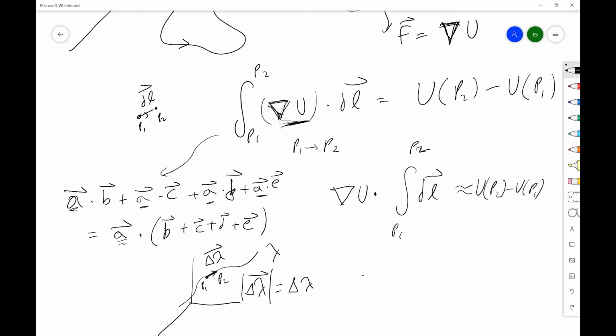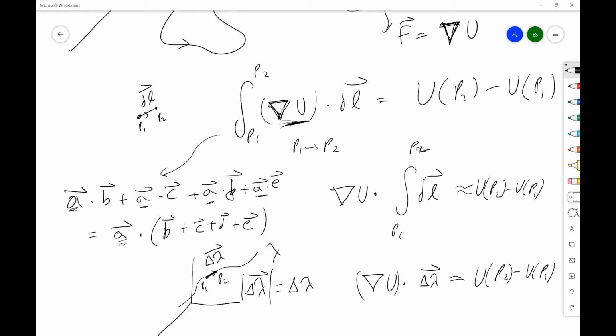So this is a vector, right? I'm summing up the dl from P1 to P2, and P1 and P2 are really close to each other. So this becomes gradient u dot delta lambda. Delta lambda is the linear displacement between two really close points. This approximately equals u(P2) minus u(P1). And now this allows us to define the derivatives.